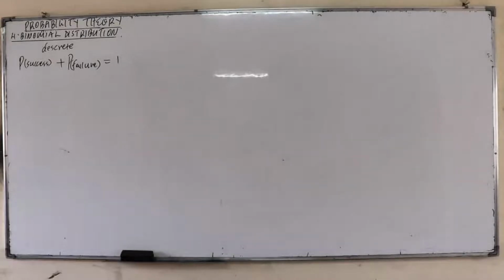And then number three, or C, trials are completely independent of each other. Those are the three conditions to be satisfied for you to apply the binomial distribution. We write another paragraph, right?